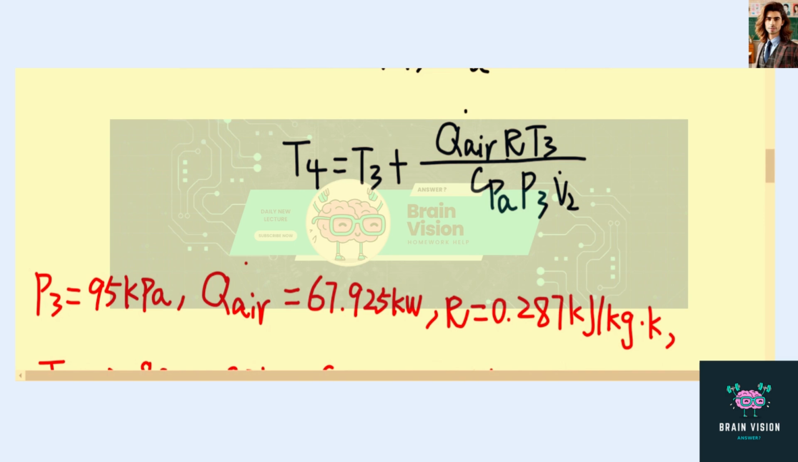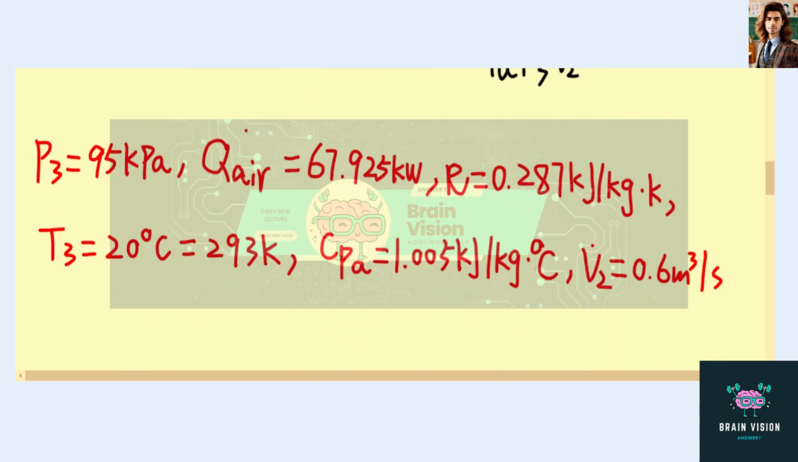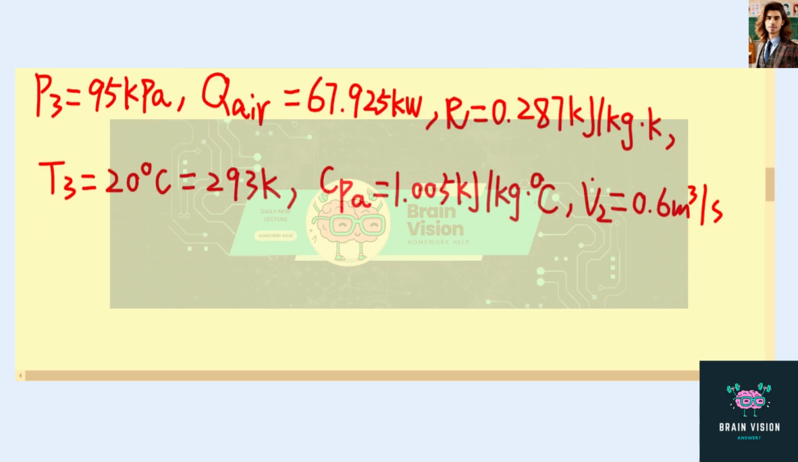So we know P3, which is the inlet pressure for the air, is 95 kilopascal. And we know the rate of heat transfer to the air is 67.925 kilowatts. The gas constant for the air is 0.287 kilojoule per kilogram per Kelvin. T3, the inlet temperature for the air, is 20 degrees Celsius, which is 293 Kelvin. Cpa, the specific heat for the air, is 1.005 kilojoule per kilogram per degree Celsius, and the volume flow rate is 0.6 meter cube per second. So now let's plug back into the equation to determine the outlet temperature for the air.